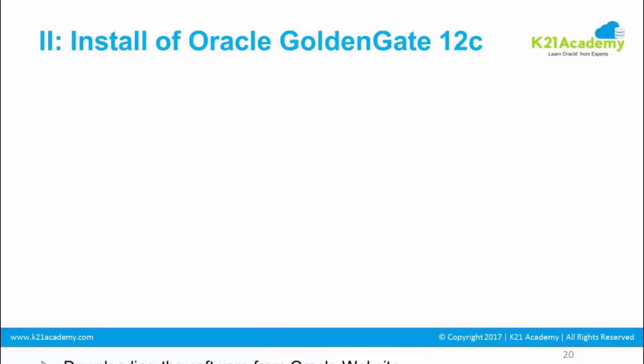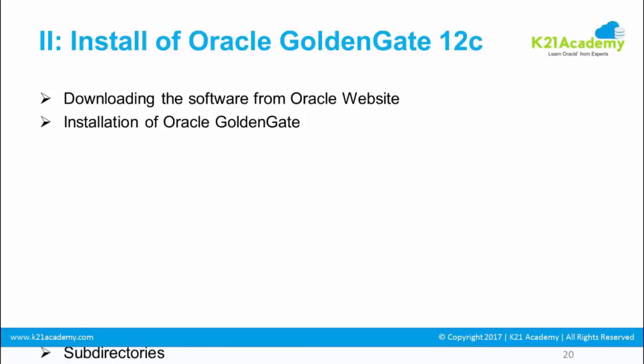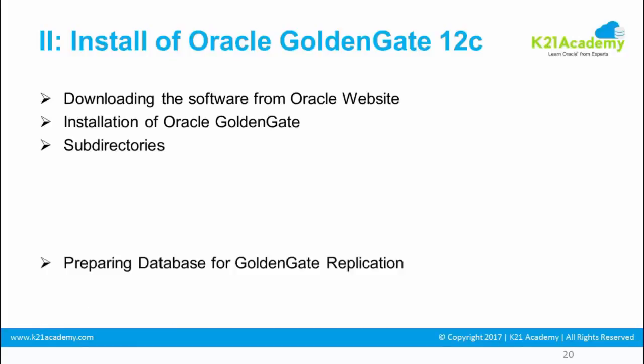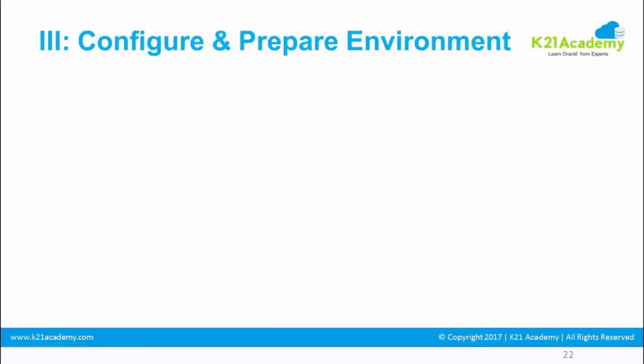Next is installation of GoldenGate. So what you need to learn is installation. First of all, you will be downloading the software from the Oracle website. Then installation of Oracle GoldenGate. What are the subdirectories involved in the Oracle GoldenGate environment? How to prepare your database for GoldenGate replication. So these are some screenshots which you'll be coming across during the session.